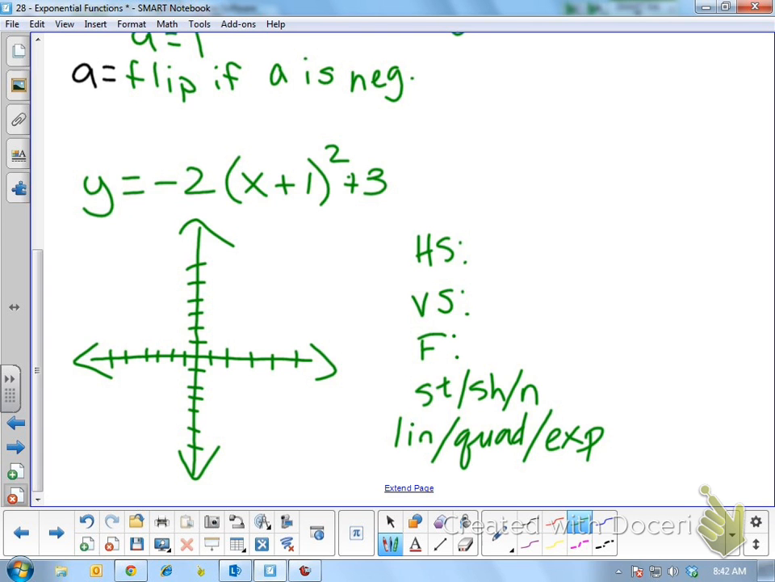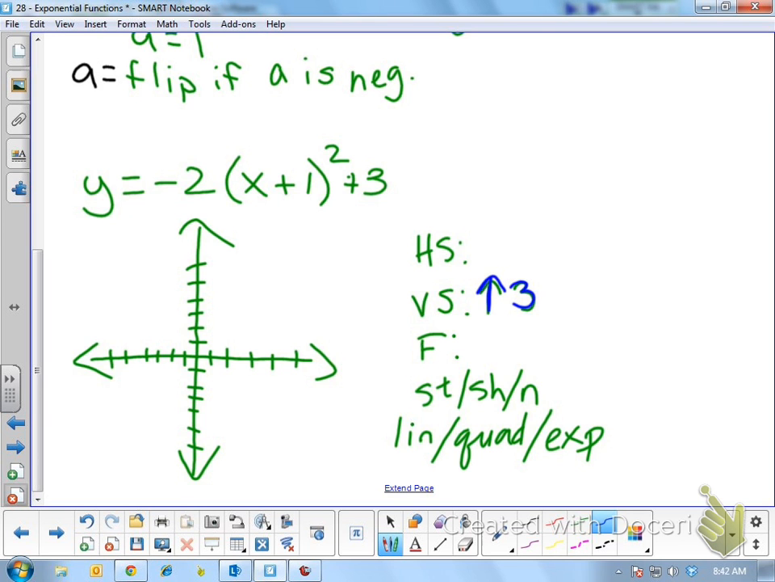So, when we're looking at this, what number did we say was our vertical shift? Let's start with the vertical shift. We have 3, the plus 3. It's the very last one. Just like on a line, it was the very last number. So we go up 3. Because it's positive, we go up. We use a different color so it's different than the labels.